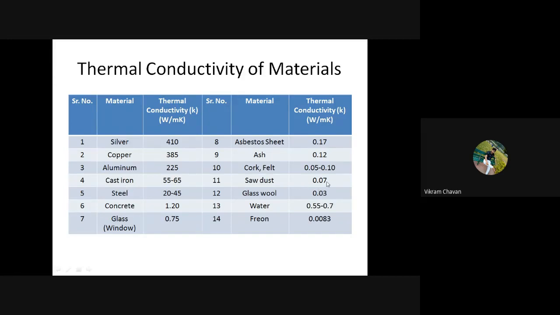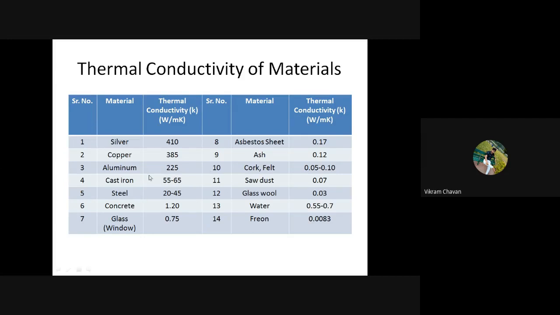Then sawdust has 0.07 watt per meter Kelvin, whereas concrete has 1.20 and water has 0.55 to 0.7. Then our normal glass window has a thermal conductivity of 0.75, whereas freon is a kind of gas with a thermal conductivity of 0.0083. There are n number of materials in the world, and their thermal conductivity differs from material to material, and also from composition to composition.